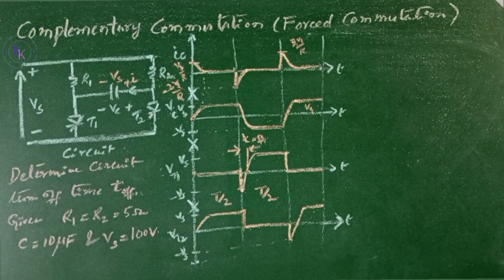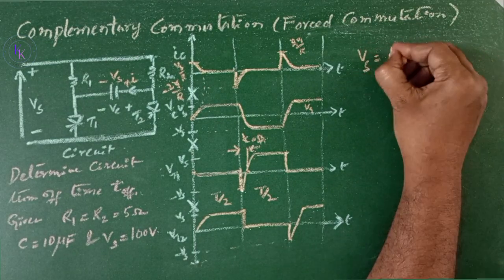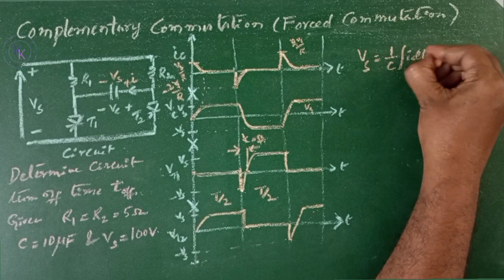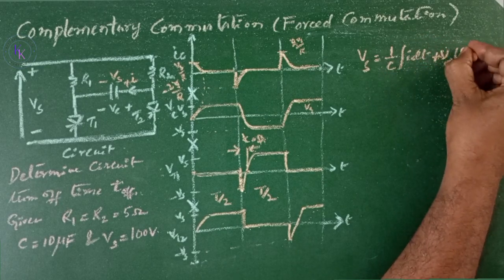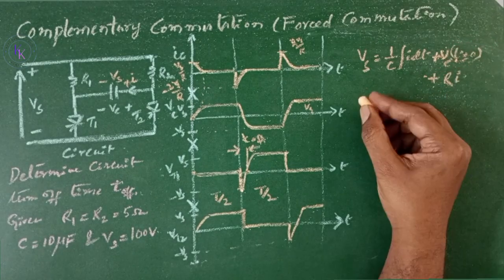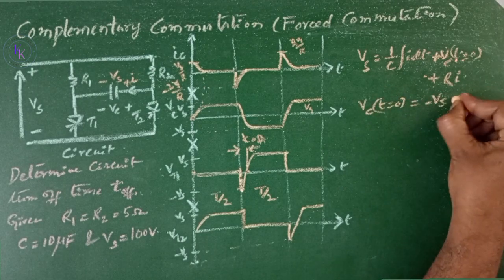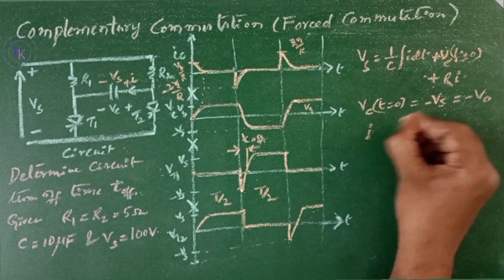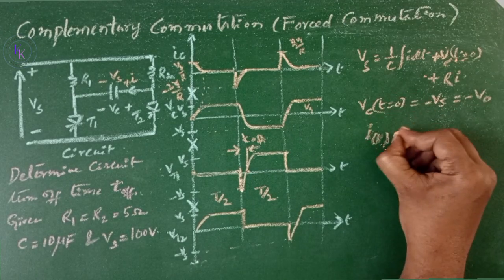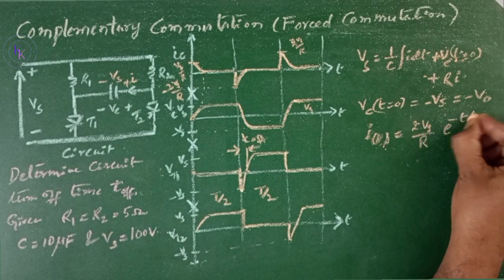Now determine the circuit turn off time t off, given R1 and R2 are 5 ohms, C is 10 microfarads, and Vs is 100 volts. So Vs equals, for this circuit, 1 by C integral of i dt plus Vc at t equals 0, plus R i. Assume that initially at t equals 0, the capacitor is charged to minus Vs, which equals minus V0. When you solve the equation with this initial condition, i of t equals 2 Vs by R e to the power of minus t by RC.